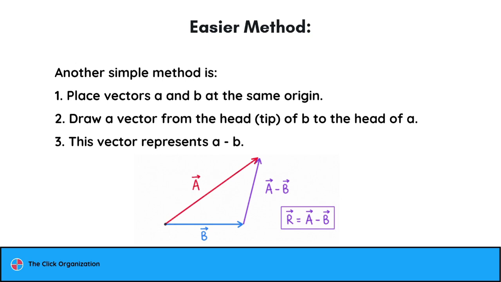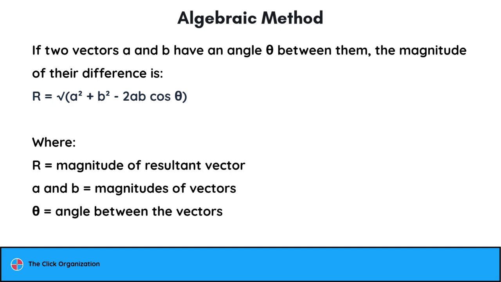And finally, this new vector represents a minus b. So I personally find this method easier because it allows us to see the difference between the two vectors immediately. If vector a is longer or points in a different direction than vector b, the resultant vector clearly shows the difference. Now let's move on to the algebraic method.